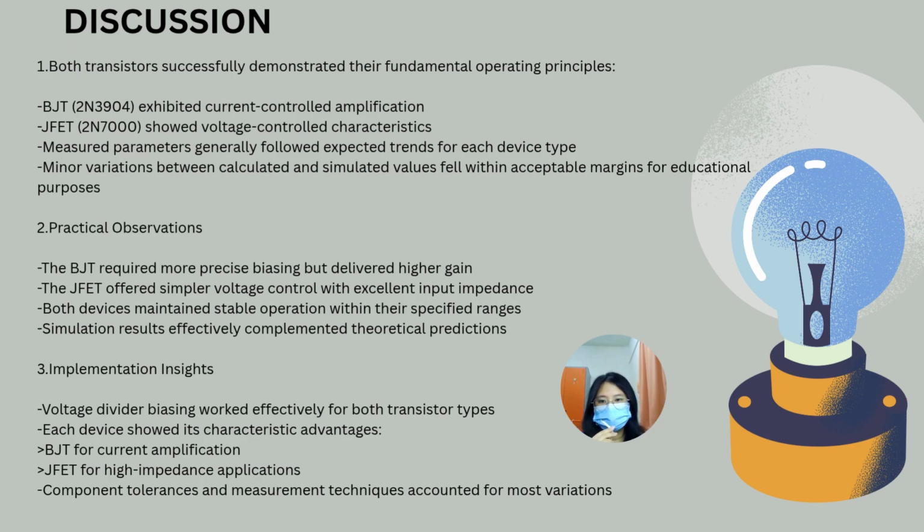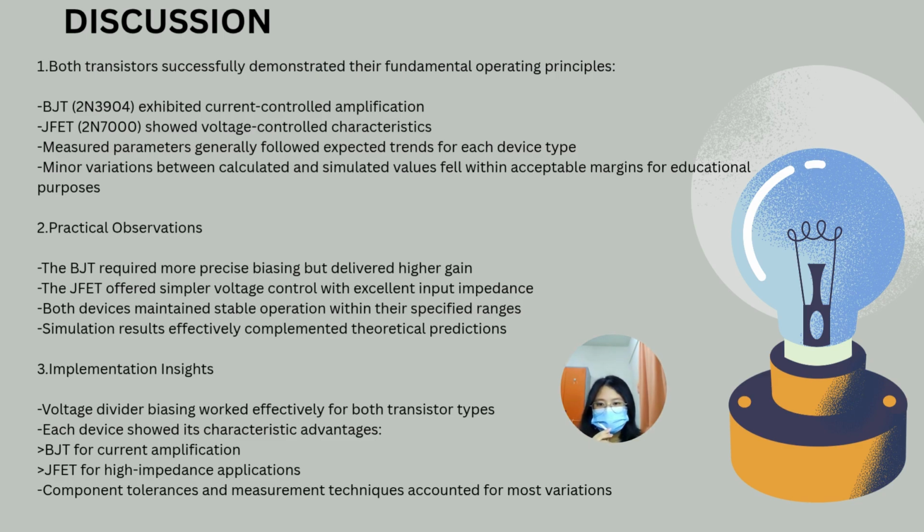Discussion. After the experiment, we can prove that both transistors successfully demonstrated their fundamental operating principles. BJT exhibited current control amplification. JFET showed voltage control characteristics. Measured parameters generally follow expected trends for each device type. Minor variations between calculated and simulated values fell within acceptable margins for educational purposes.